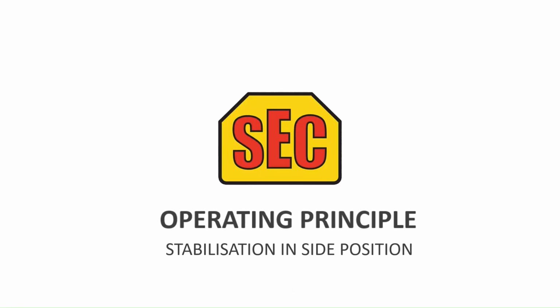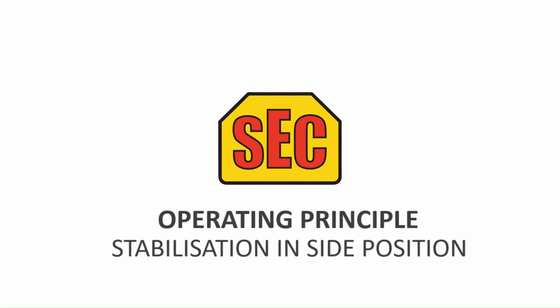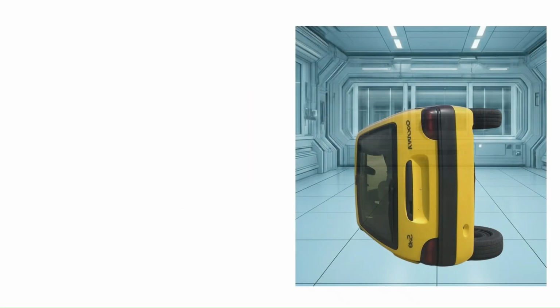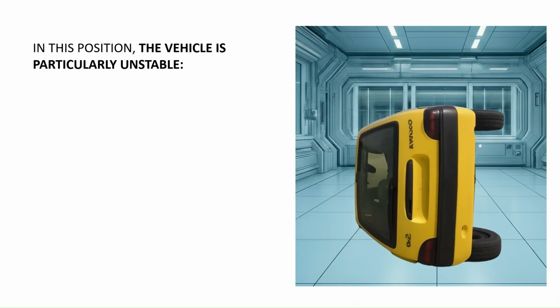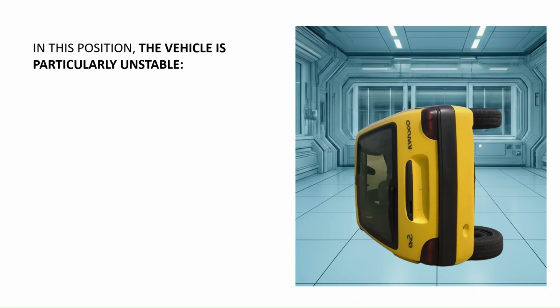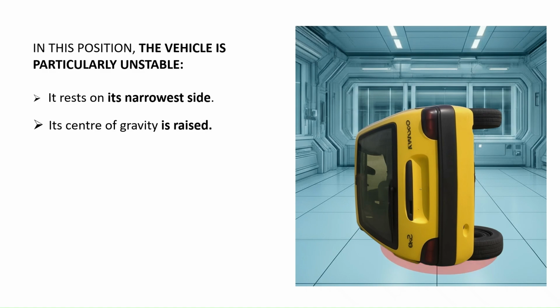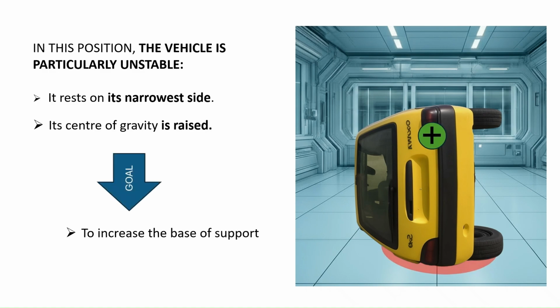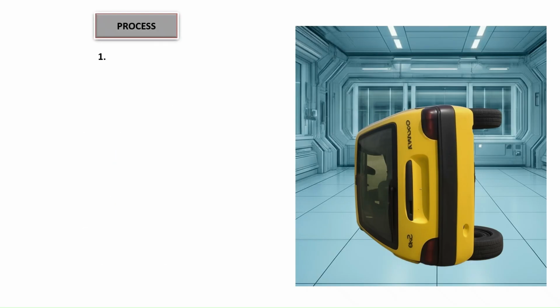Operating principle for lateral stabilization. It becomes evident that the vehicle is especially unstable in this position. The car rests on its narrowest surface, and its center of gravity is very high. The objective of this stabilization is therefore to increase the support base and eliminate oscillation.